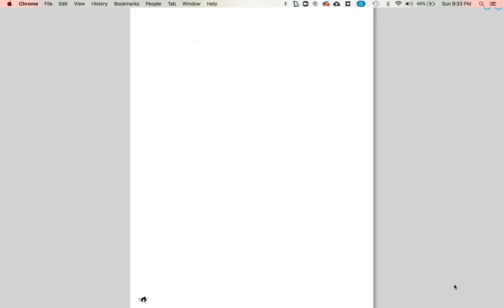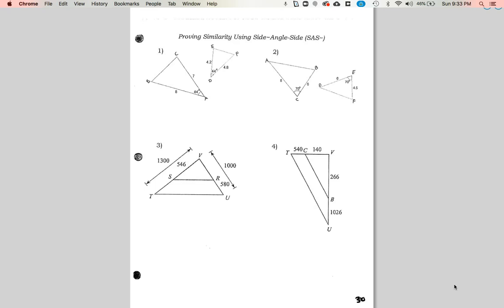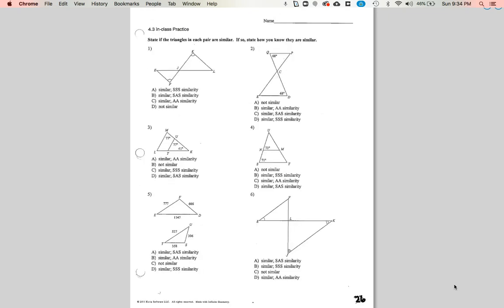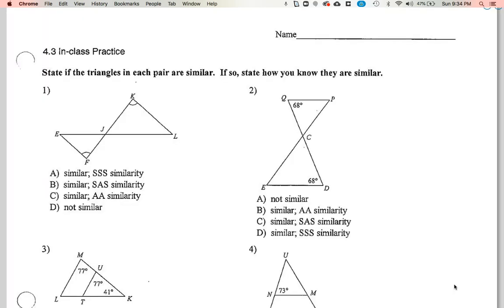So between tonight and all day tomorrow, I want you guys to look at the review and the homework and the in-class practice. Okay? I'm going to go through a couple of the in-class practice now, basically showing you here's what my strategy would be. Number one, I know nothing about sides. So I am getting rid of A and B.